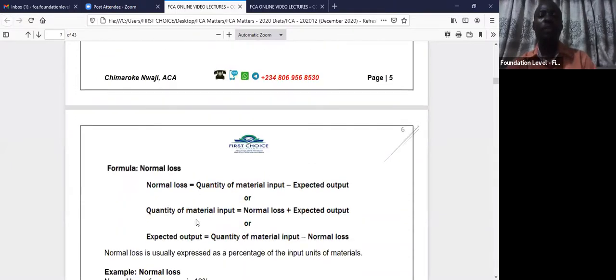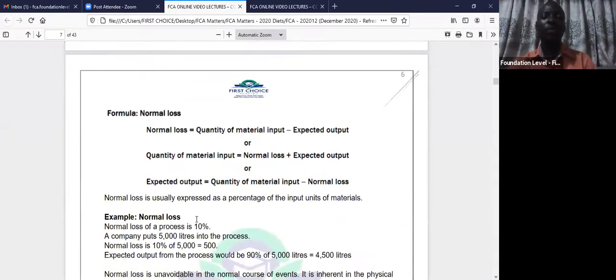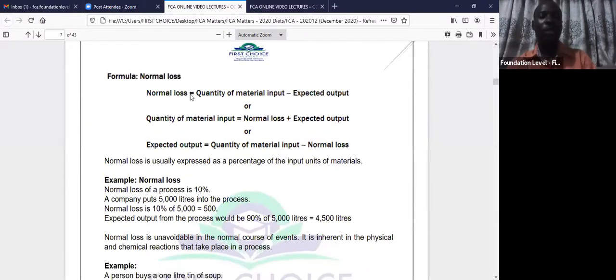Now look at the formula for normal loss. Normal loss is equal to quantity of input material minus expected output. So we shall be looking at that.